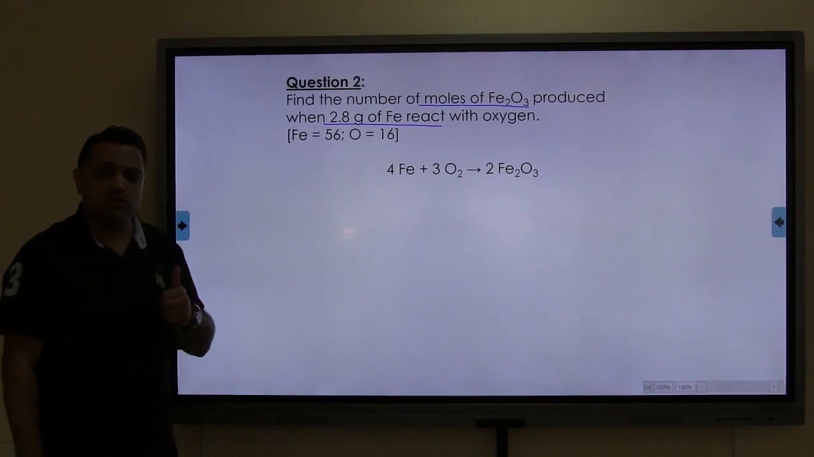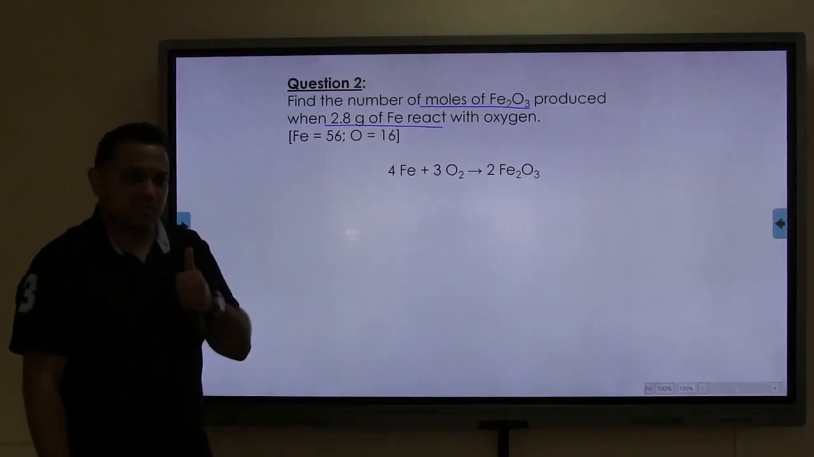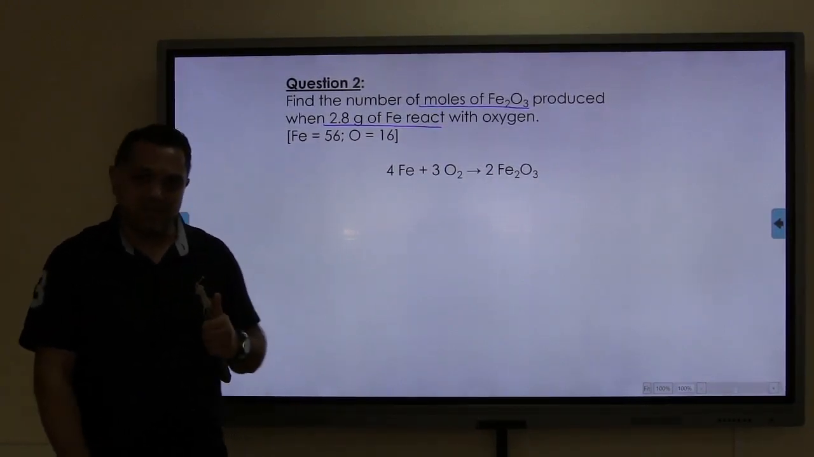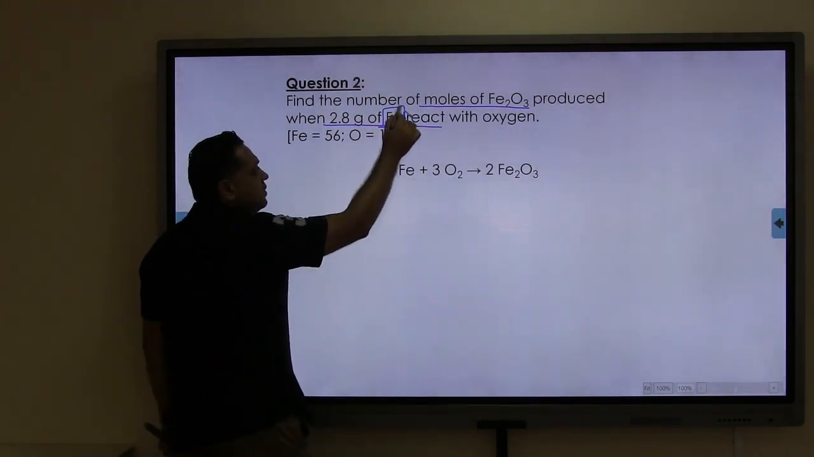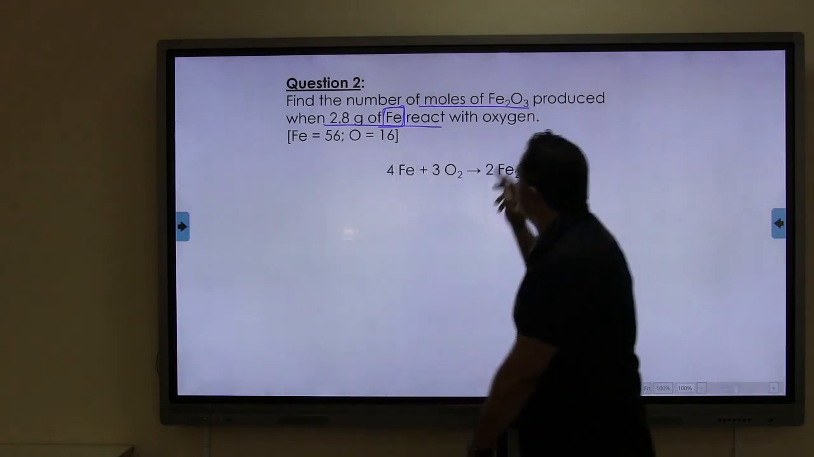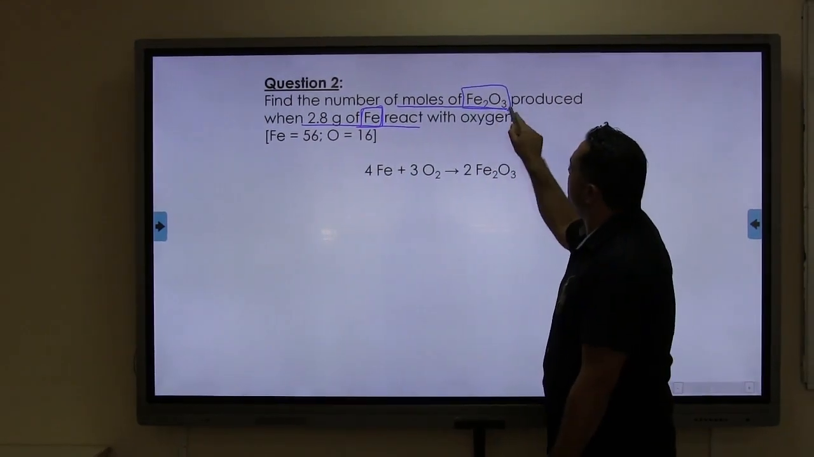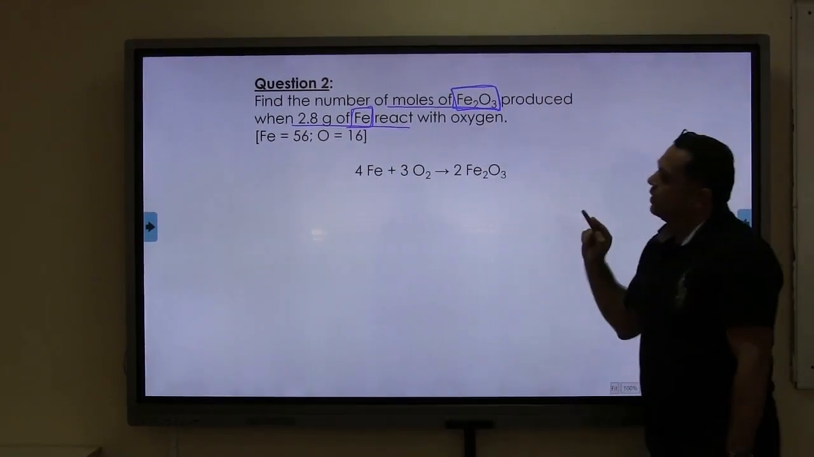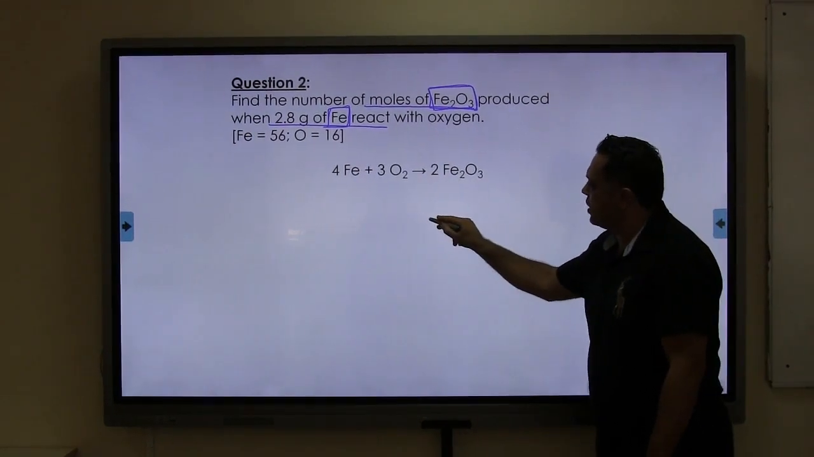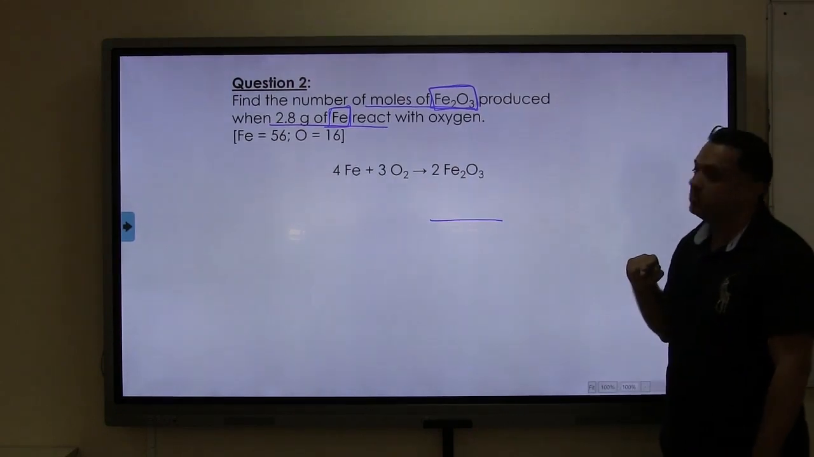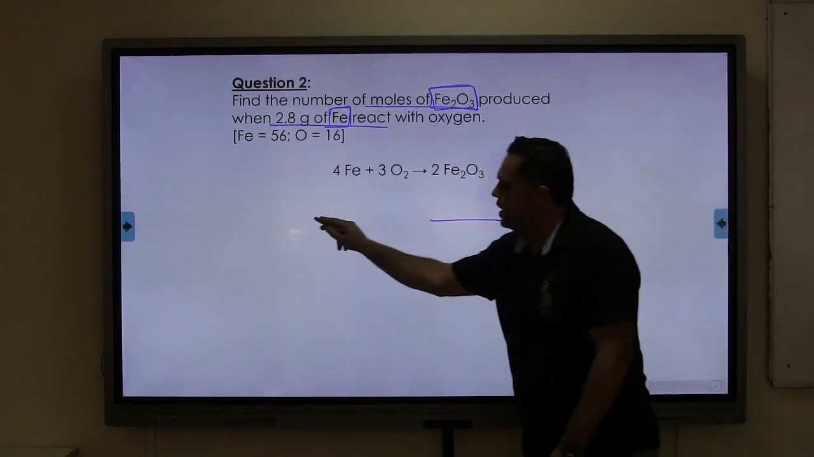So the first thing we do is specify what are the species needed here. I need the iron, Fe, and also I need the Fe2O3, iron(III) oxide. So in the reaction here, I will just write a dash under Fe2O3 and a dash under the iron.